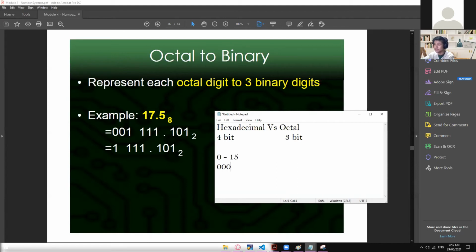So 0 is represented by 0, 0, 0, 0, and going to 15, you need 1, 1, 1, 1. So as you can see, you need 4 bits for that. But for the octal, it's represented by 0 to 7. And 0 is 0, 0, 0, so you need 3 bits only, and then 1, 1, 1 for 7. So you don't need 4 bits on this one. You can have only up to 3 bits.